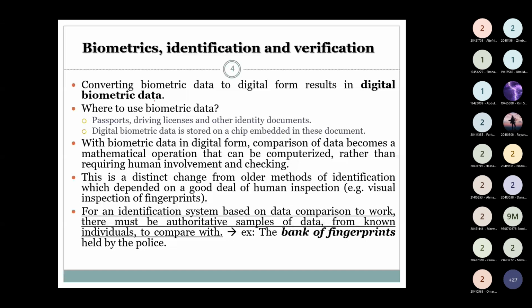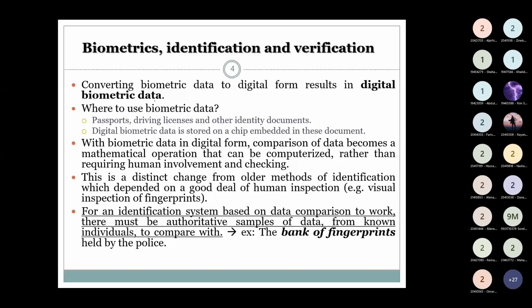So we need to convert your biometric data, your fingerprint, your iris recognition, your photograph, into digital. What does digital mean here? This photograph or fingerprint or whatever will be converted to 0 and 1, a sequence of 0 and 1, for example.